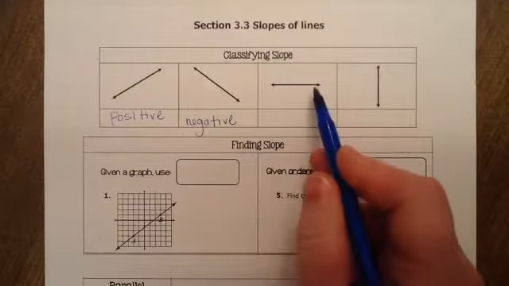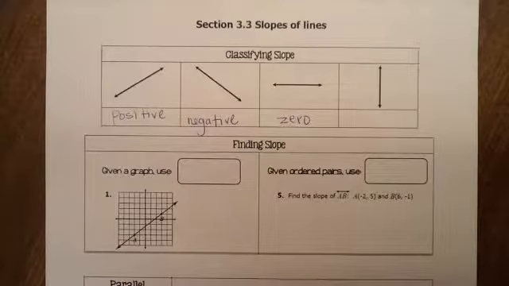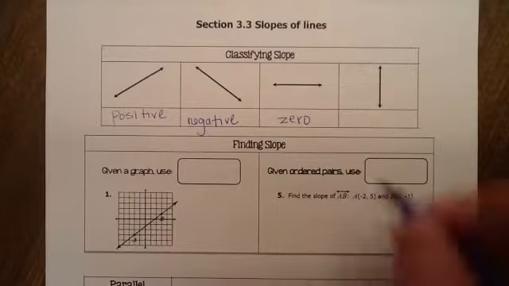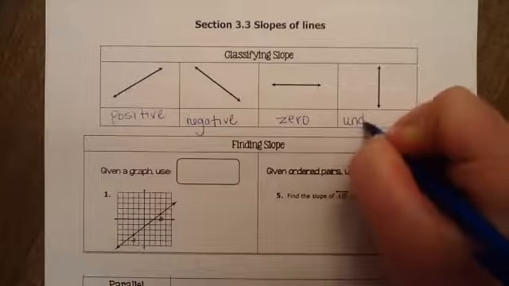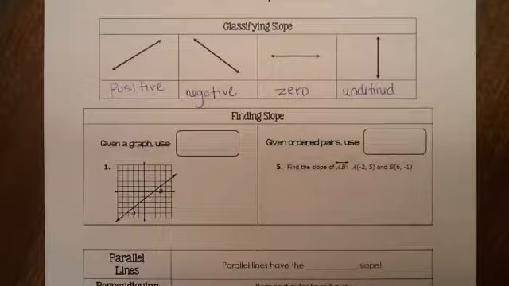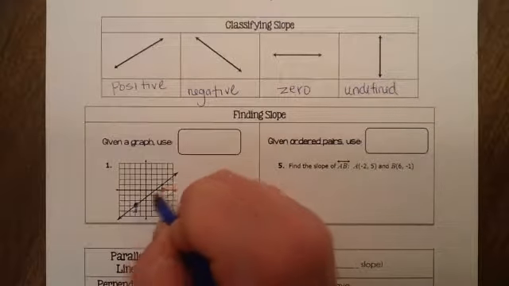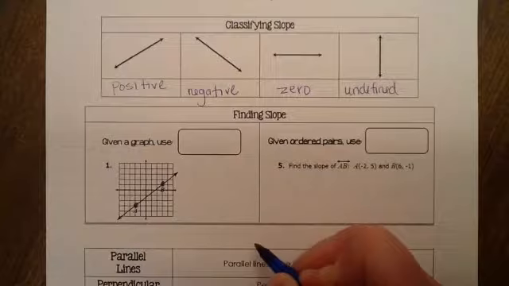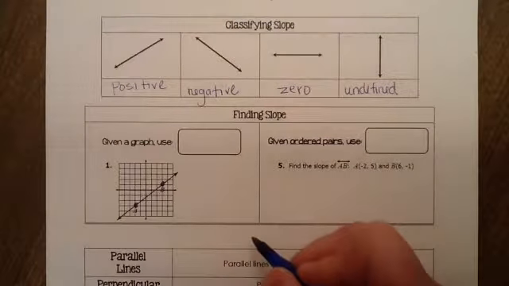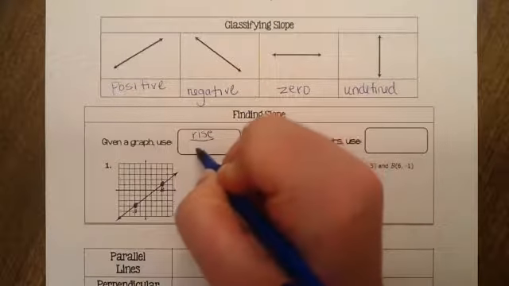Side to side is a zero slope, or no slope. Up and down then is undefined. Okay? Undefined slope. There are two ways to find slope. First is if you have a graph, and I'm going from point A to point B. If you're given a graph, you can count rise over run.